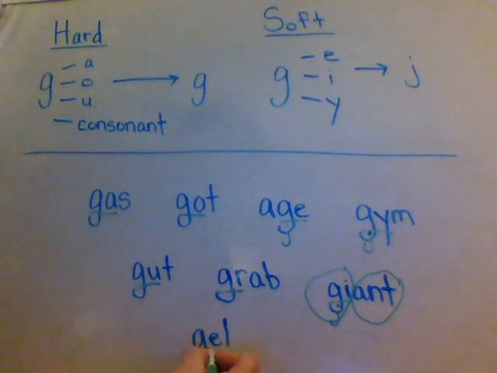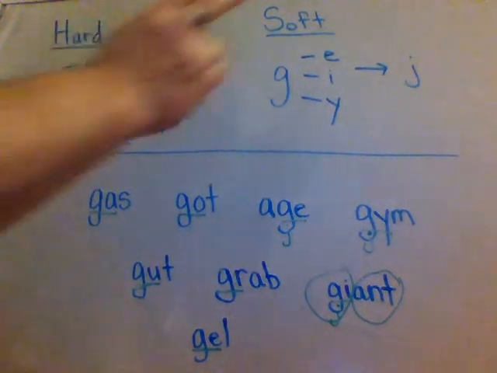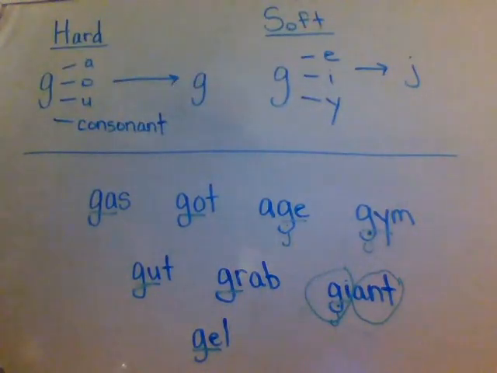And let's underline. And you can see how we have G before E. If we look at our rules, when G comes before E, it is soft, okay, and says J like a J. Let's hook the J, and let's read this with soft G. It's gel, like I use gel in my hair, okay?